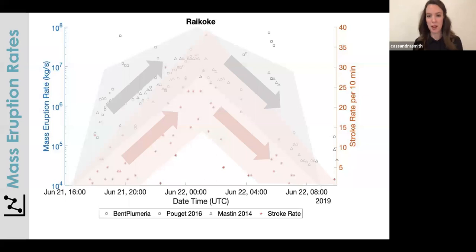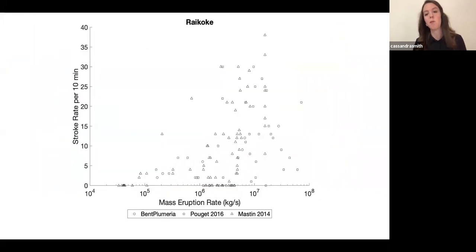To try and quantify this a little more than drawing clouds on this plot, I've directly plotted mass eruption rate and stroke rate against each other. And this is a messy plot. We don't see a really beautiful linear correlation or anything here. However, we do see a general positive trend between the mass eruption rate and the stroke rate per 10 minutes. So this is an area where I really want to dig down into this correlation and see if I can model it in a way that better demonstrates what might be happening with this relationship.